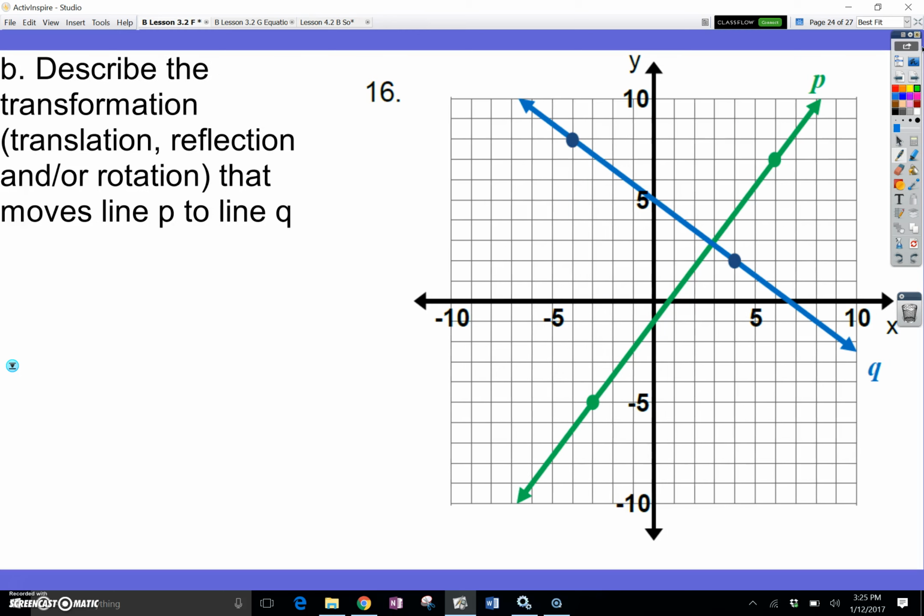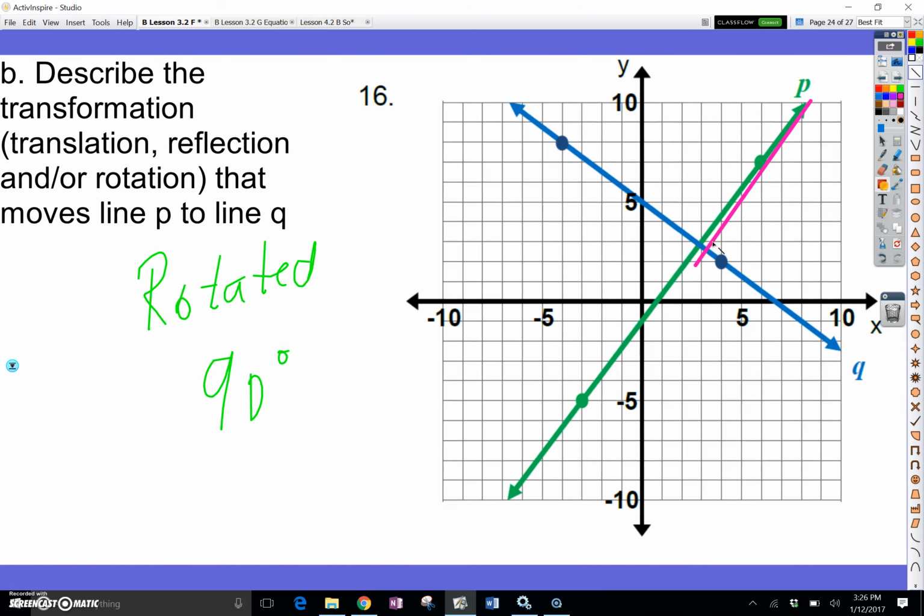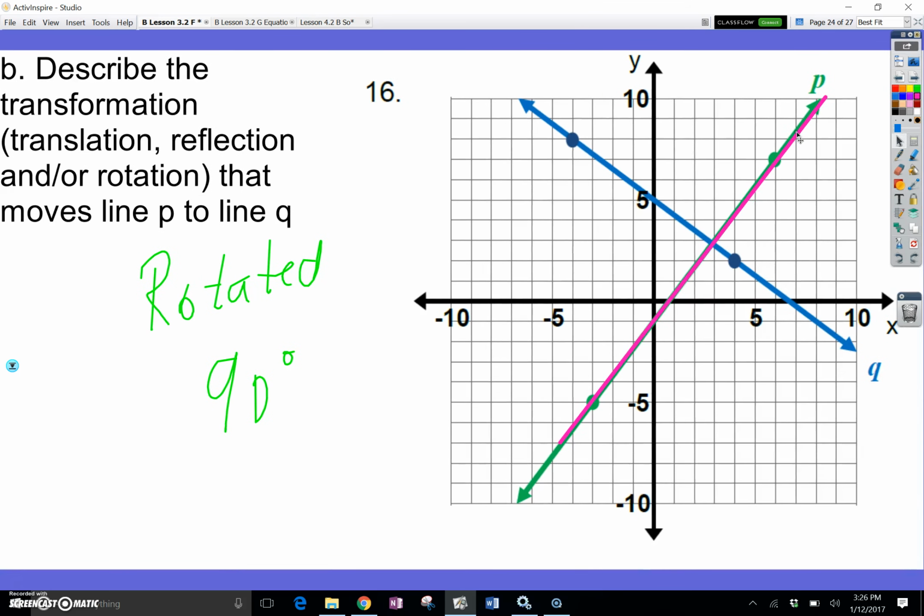Now it says describe the transformation. Describe the transformation, the translation, reflection, and/or rotation. Since it's an opposite reciprocal, it is actually rotated 90 degrees. So if I had my line right here, and it was, let me see where it rotates. And it was located right there. Here's the original line. We just rotated it 90 degrees to look like that.